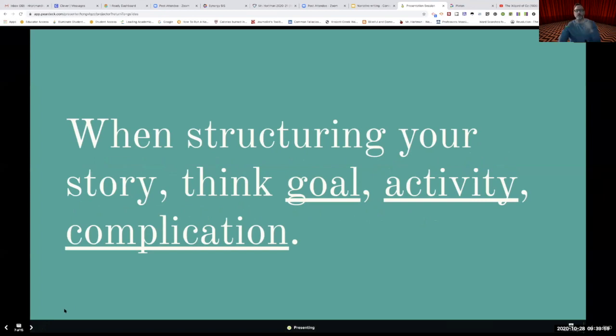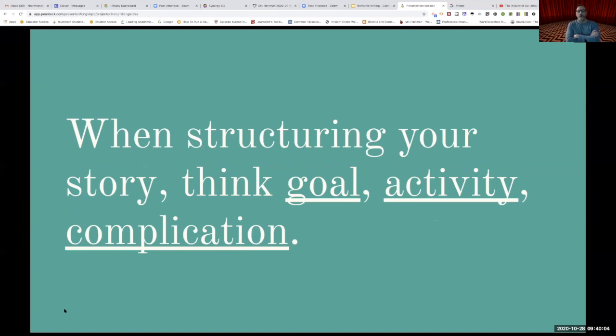So yesterday I showed you this graphic organizer. It was your homework for yesterday. And there were a lot of good questions, questions that I fully expected, because I knew that I threw a lot at you. And I don't mind doing that, because it prompts questions. And like I said, I got good questions, which means that there's a number of people out there thinking about it. And so when you're structuring your story, it's important to think goal, activity, complication.